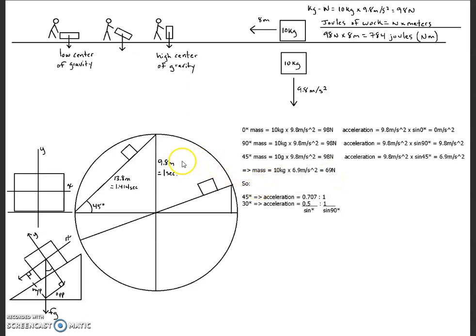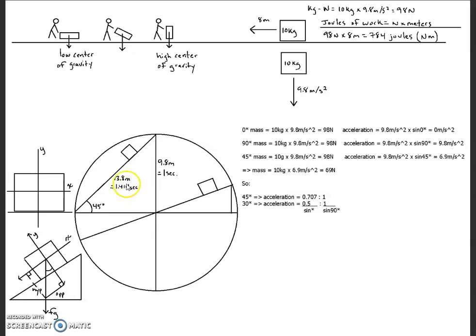So what we have here is at 45 degrees, the acceleration is 0.707 to 1. At 30 degrees, the acceleration would be 0.5 to 1. Now this is the sine of angle theta, and this is the sine of 90 degrees. So right here, at a 45 degree angle, 9.8 meters, also, if this was just 1 unit, 9.8 meters also equals 1 second. Now the hypotenuse here, relative to 9.8 meters, would be 13.8 meters, and relative to 1 would be 1.414, just straight geometry.